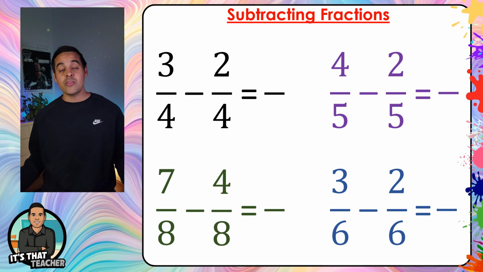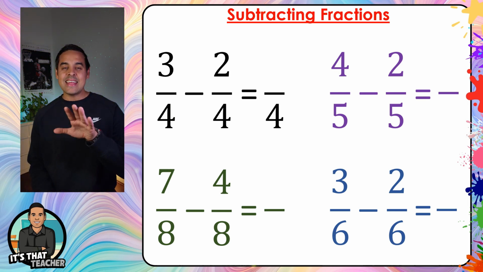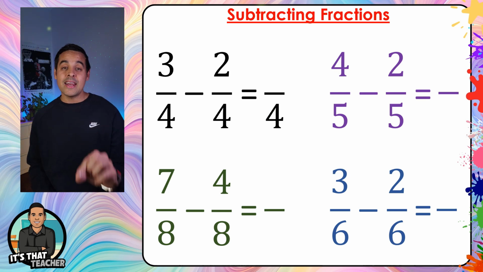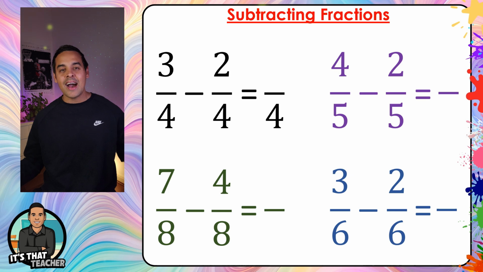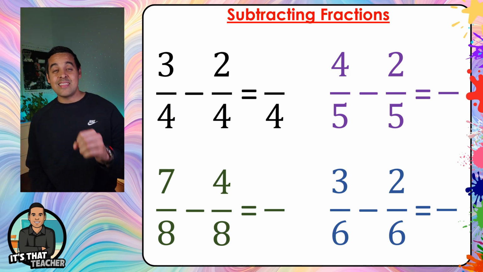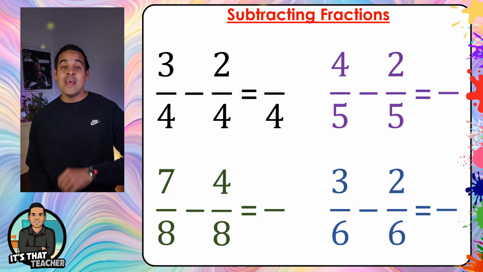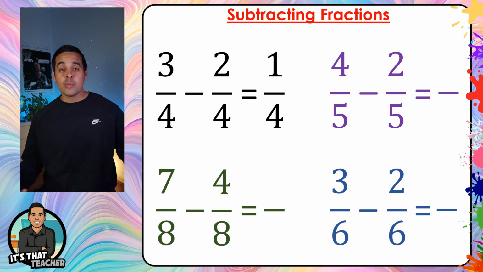So our first example here is 3 over 4 take away 2 over 4. Remember, you do not subtract the denominators. They stay exactly the same. So your denominator in your answer is going to be 4. The only numbers that we subtract are the numerators. So you need to think 3 take away 2. That is going to be 1. Your fraction here is going to be 1 over 4, or 1/4.